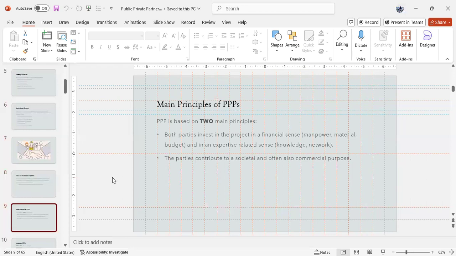Main principles of public-private partnerships. Public-private partnership is based on two main principles. Both parties invest in the project in a financial sense, manpower, material, budget, and in an expertise-related sense, knowledge and network. The parties contribute to a societal and often also commercial purpose.